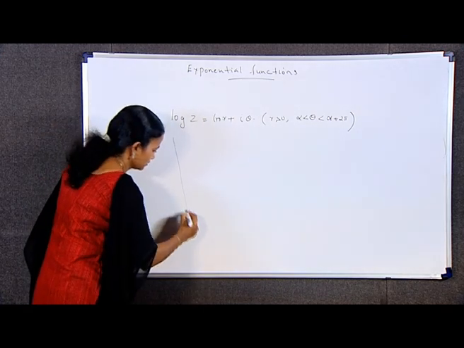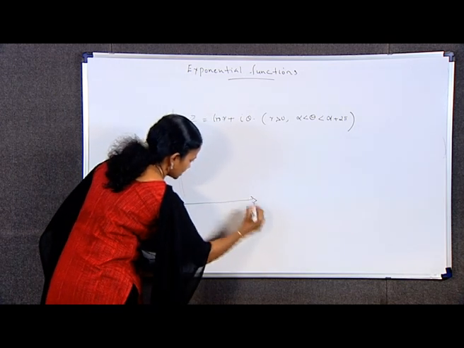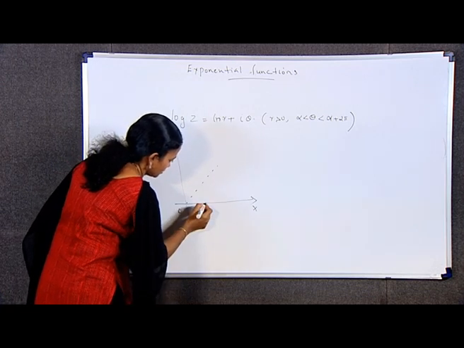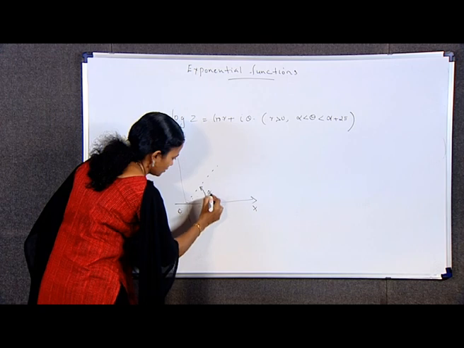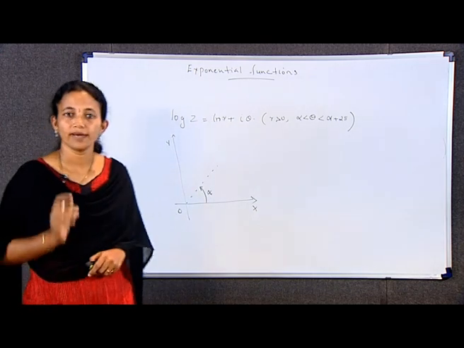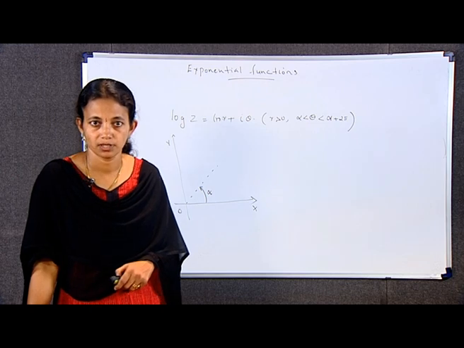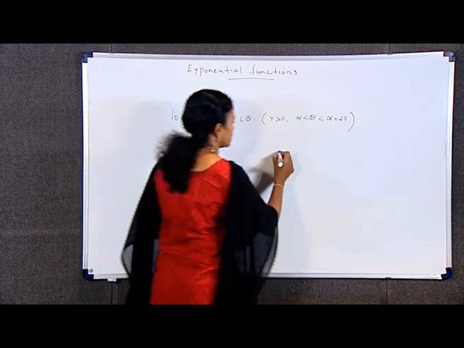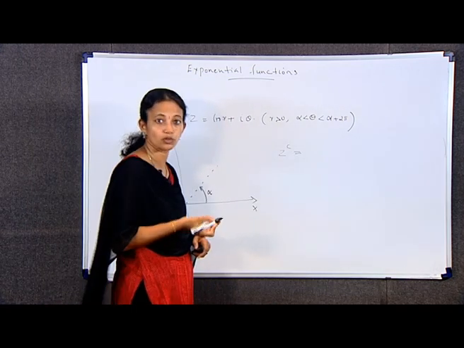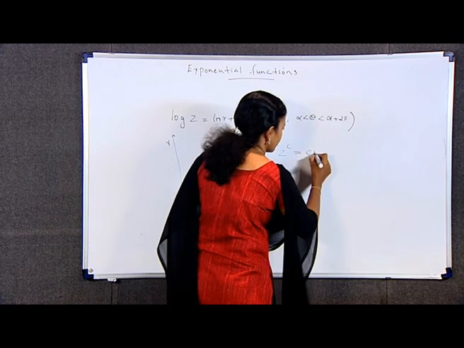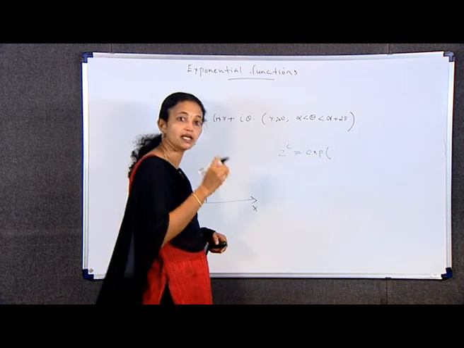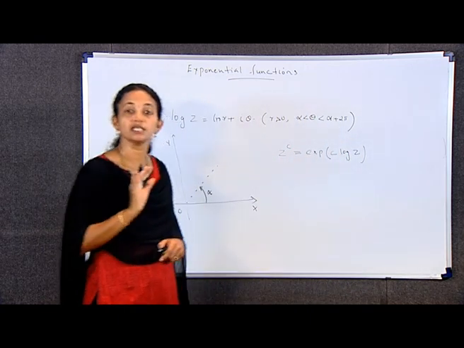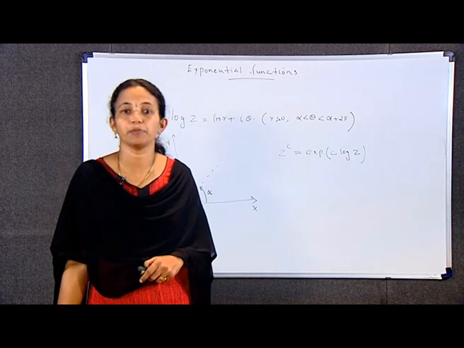That is, here it is the x axis, y axis, and this is my alpha. When that branch of log z is used, it follows that the function z raised to c, which is equal to exp of c log z, is single valued and analytic in the same domain.